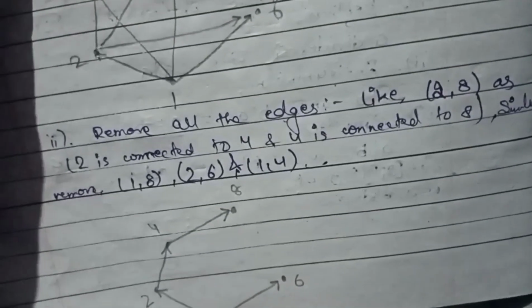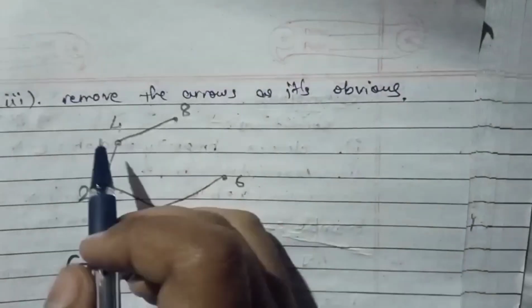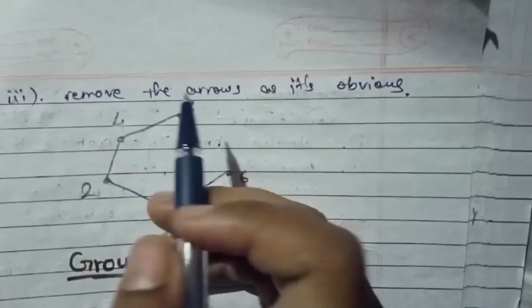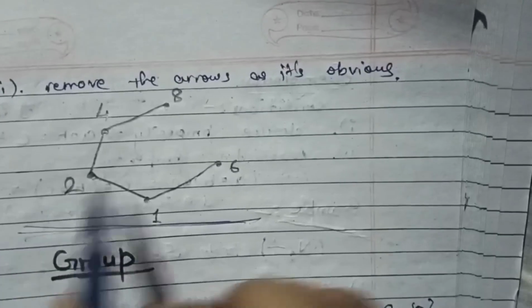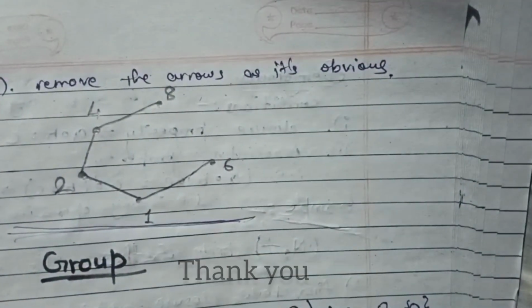Now our next step is to remove the arrows. No need to show the arrows, as we are not making a directed graph here. So this is our required Hasse diagram for the given question.